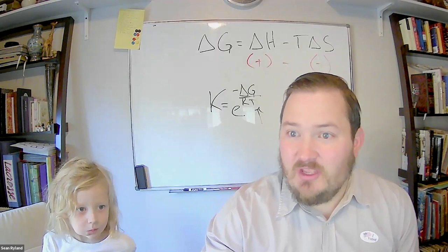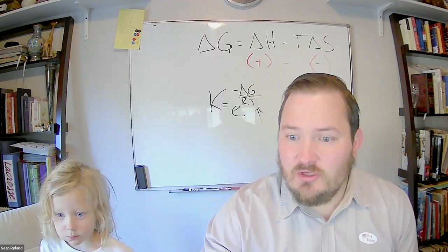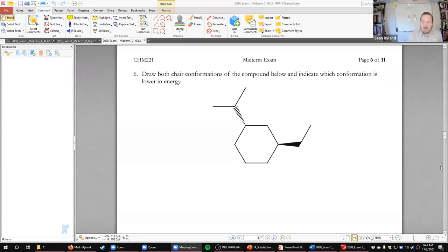Depending on what version of the test you had, the biggest thing that really tripped you guys up was getting it from being drawn flat to the correct chair conformer, because it was pretty common for you guys to start with a trans, but then draw the cis conformer when you put it in the chair formation. So that was one of the trickiest things here.